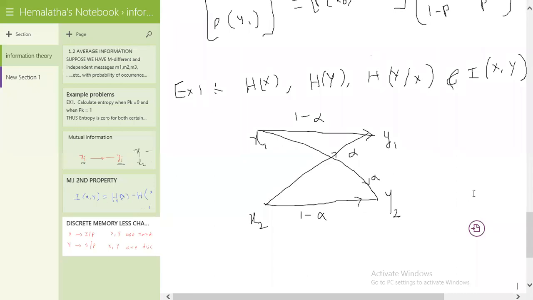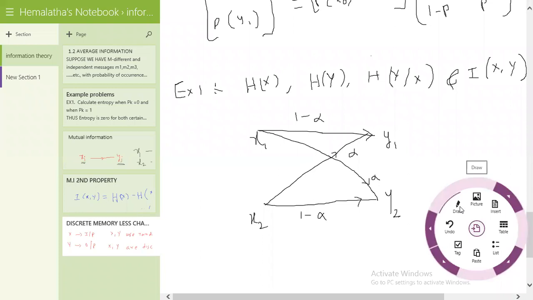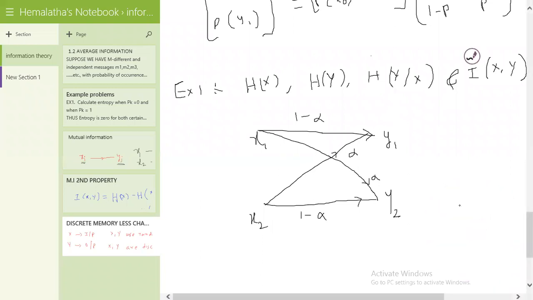Emma, are you understand this problem? Please respond. You have been given a channel, a binary symmetric channel. How to find out h of x, h of y, h of y by x and mutual information.